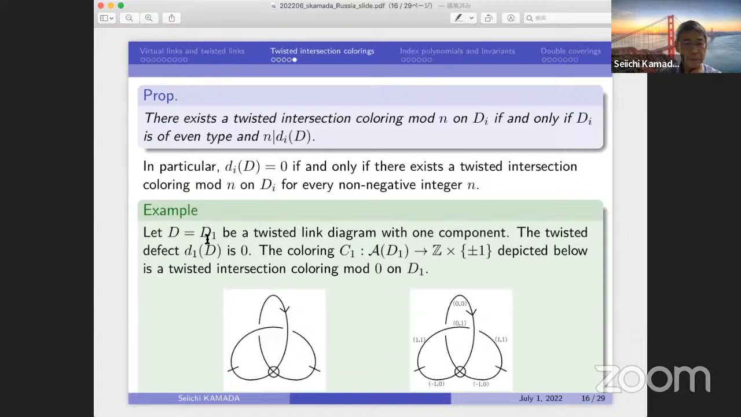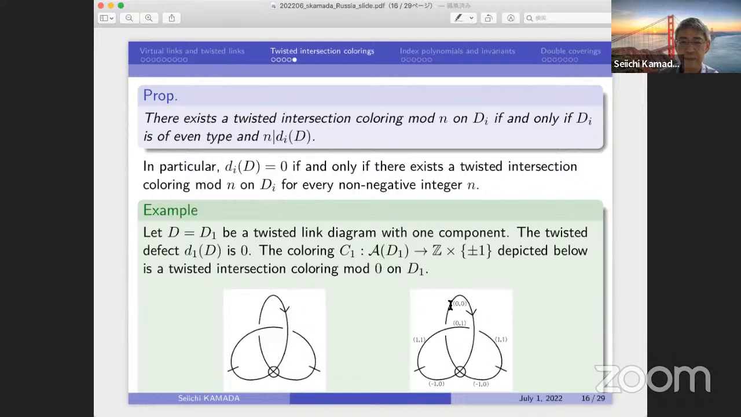This is an example where the defect is 0. Let D be a twisted ring diagram with one component. This diagram is D. D is D1. And the twisted defect of D1 is 0. So this diagram has a twisted intersection coloring modulo n for every positive integer n. And this is an example of a twisted intersection coloring modulo 0.